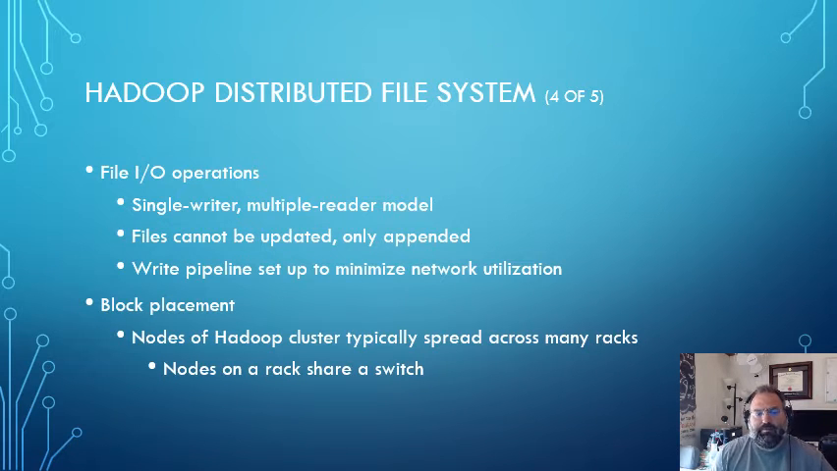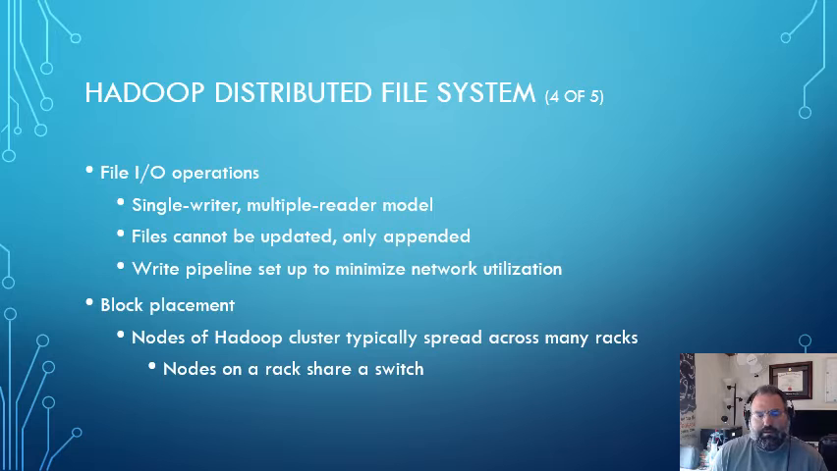The file system I/O, continuing that discussion, file I/O is around a single writer, multiple reader pattern. Files cannot be updated, only appended. So you don't go back and fix something, you typically add to, and that's a pattern that continues in most of big data. And in some situations, you can't even really append. Sometimes you can only create new, and the files become immutable. The write pipeline is set up to minimize network utilization. So the idea is to stay away from the network as much as possible.